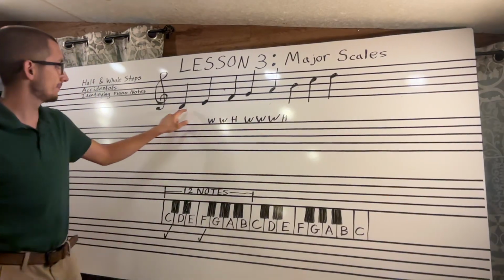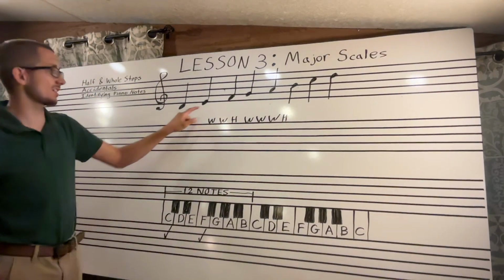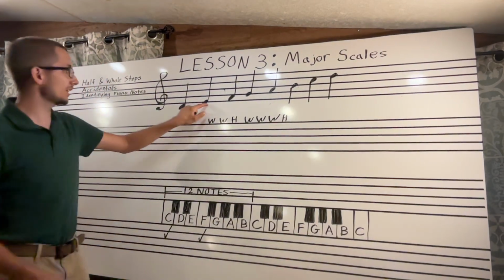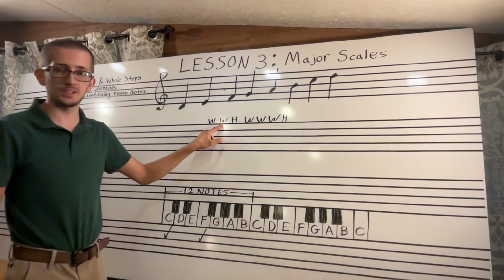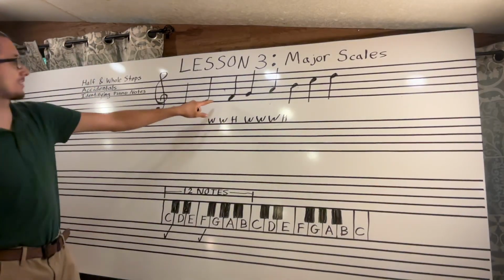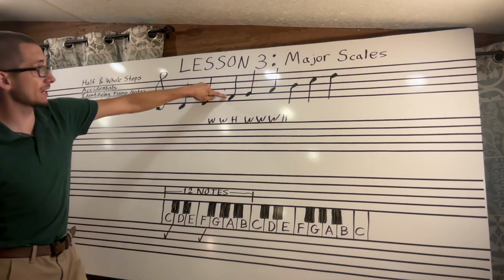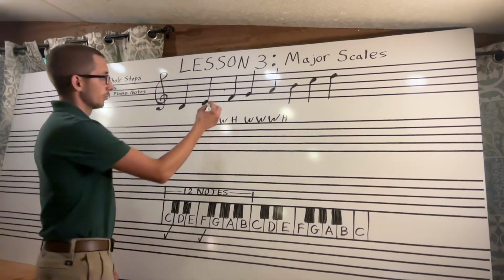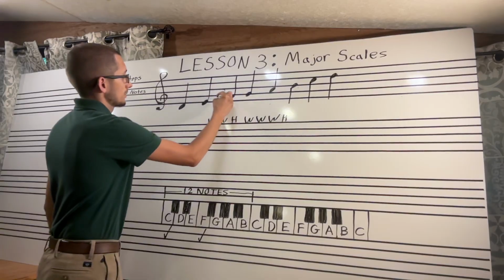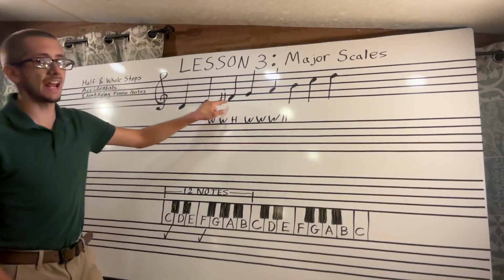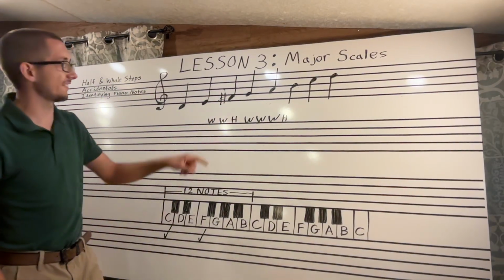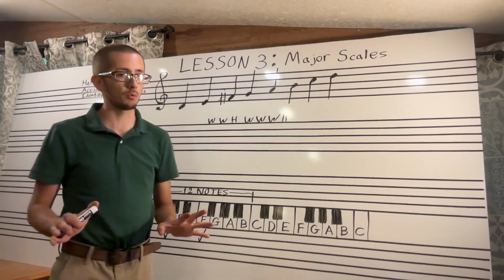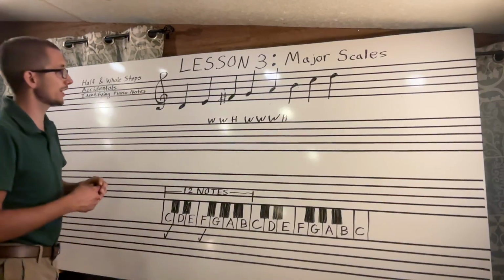So, D to E, do we need to add any sharps to the note E to get a whole step there? No, because D to E is already a whole step. So, that pitch is good to go. E to F, is that a whole step? No, it's not. So, in order to make this F fit our major scale criteria, we need to add a sharp sign to it. We want to call that F sharp instead of G flat. If we called it G flat, then we'd have a G flat followed by a G natural, and we don't want to do that when writing major scales.